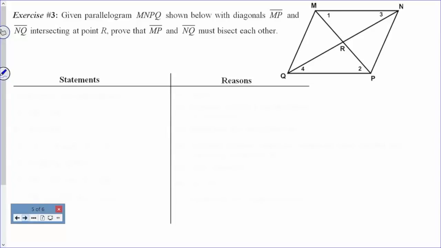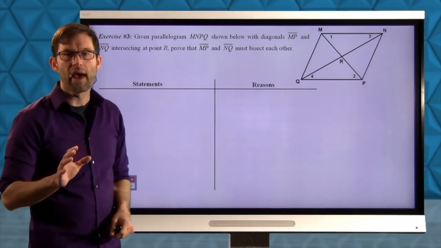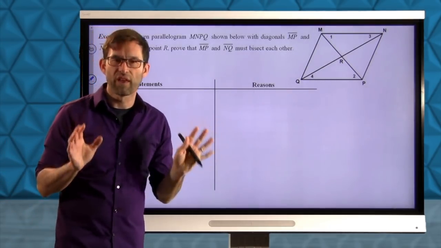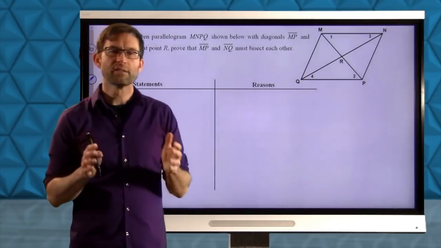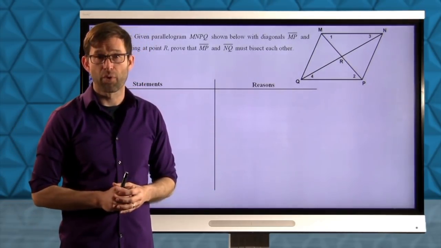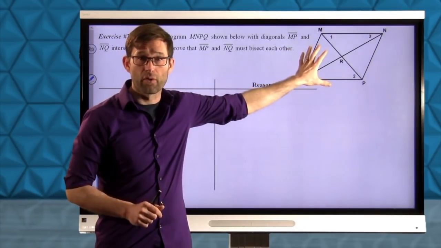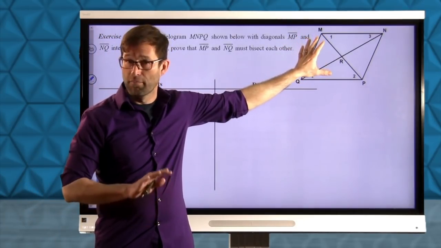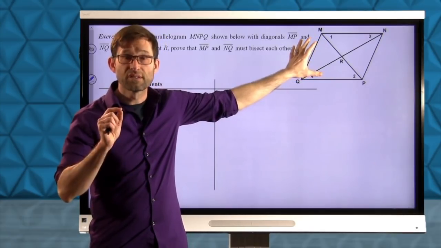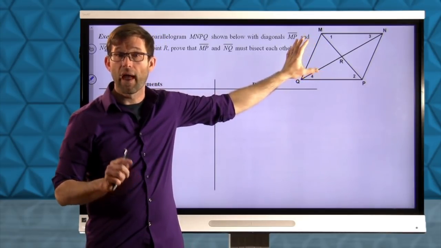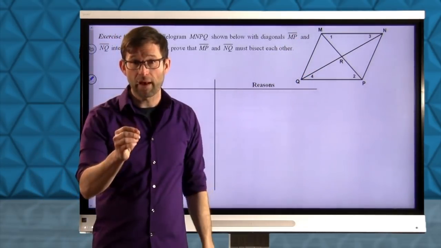All right. Given parallelogram MNPQ, shown to the right, with diagonals MP and NQ intersecting at point R, prove that MP and NQ must bisect each other. All right, so again, let's really think about this for a moment. Essentially, I'd like to prove what we observed in the last part of the last problem, i.e., if I've got a parallelogram, then I prove based on simply what a parallelogram is and what I've now proven about a parallelogram. Keep that in mind, right?